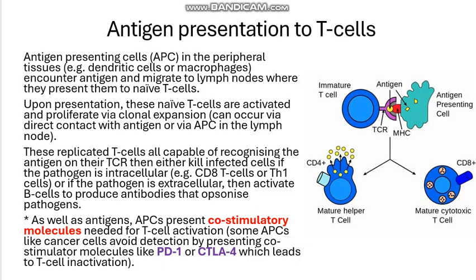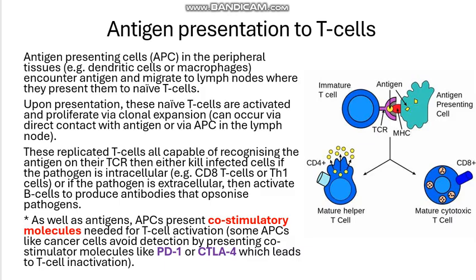they either kill infected cells if the pathogen is intracellular, if the T cells are CD8 cytotoxic T cells or Th1 helper T cells. But if the pathogen is extracellular, so like think larger bacteria or parasites or helminths or whatever you want to talk about, they activate B cells to produce antibodies that opsonize these pathogens. So as well as antigens, antigen-presenting cells also present things called co-stimulatory molecules needed for T-cell activation.